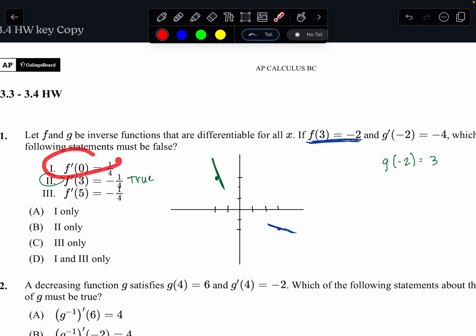Now, what about these other two options? The other options have to be consistent with how you define a function. A function has to be one-to-one. It can only have one output for every input.